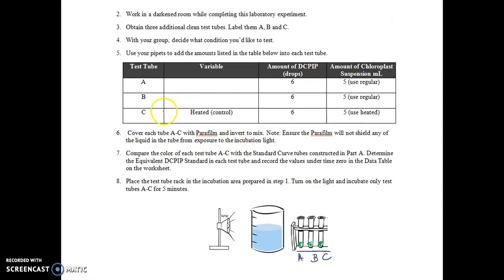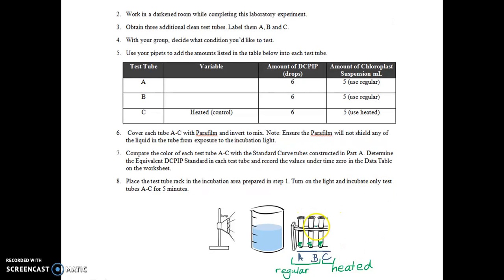The only thing is, take a look. In letter C, these are heated. So you can imagine that these heated ones are not going to do photosynthesis very well or at all. I will have boiled these ahead of time for you guys. Test tubes A and B have regular chloroplasts, so these are active chloroplasts in here.